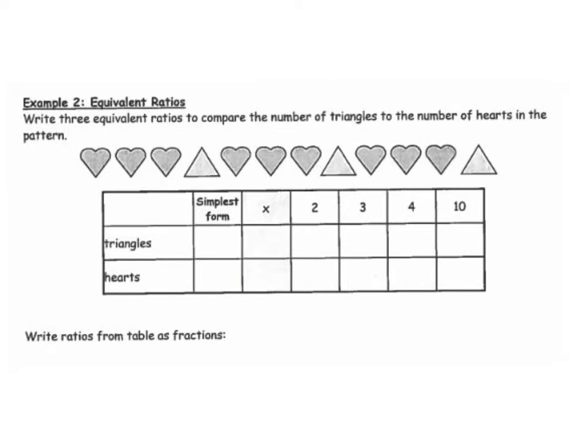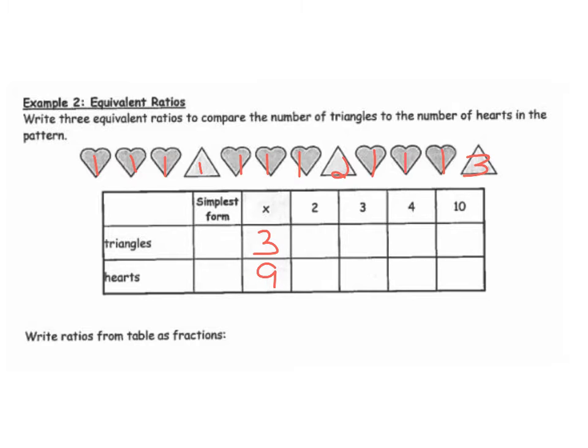So here we're doing the same thing, but they didn't give us our ratio. So it says write 3 equivalent ratios to compare the number of triangles to the number of hearts in the pattern. So what we need to do is count how many hearts and how many triangles. So triangles we have 1, 2, 3. So I'm going to put that as 3. And hearts we have 1, 2, 3, 4, 5, 6, 7, 8, 9. So 9. So my ratio is 3 triangles to 9 hearts.